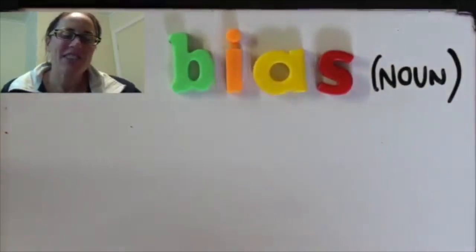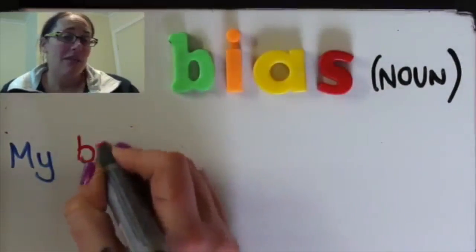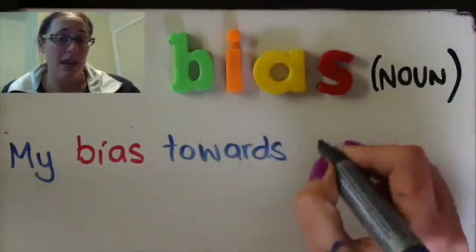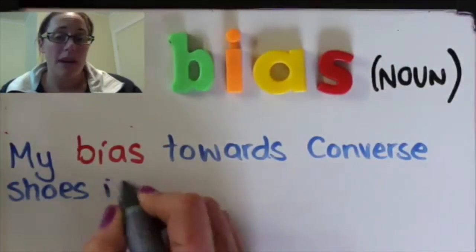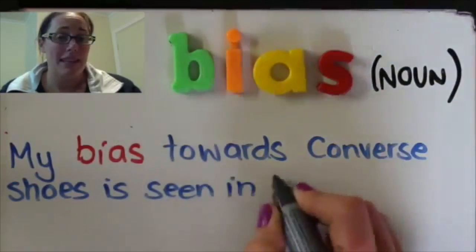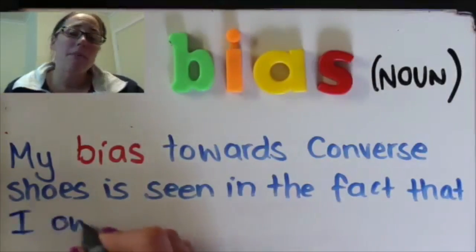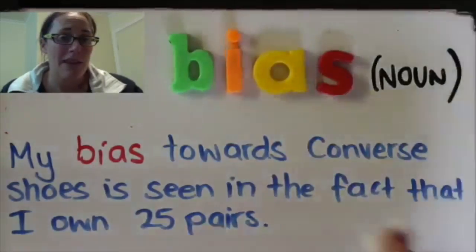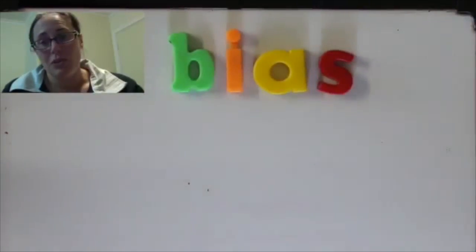Okay guys, so the first thing that you actually need to remember is that the word bias is a noun. If you think back to when you were in primary school and being taught the difference between a noun, a verb and an adjective, a noun is a thing. So in the case of bias, the way that you use that word is as a noun. As you can see being written on the screen at the moment, my bias towards Converse shoes is seen in the fact that I own 25 pairs. By owning 25 pairs, it shows to you that I think Converse shoes are pretty awesome.